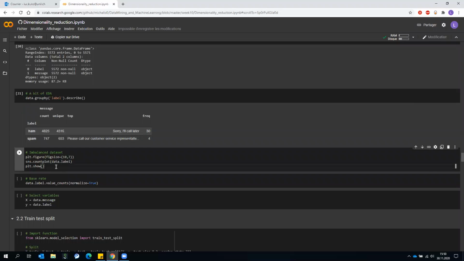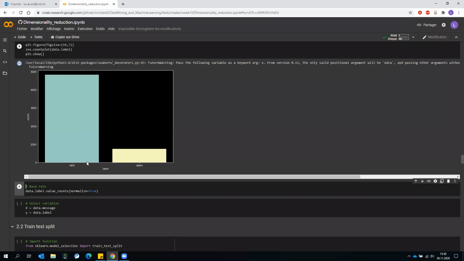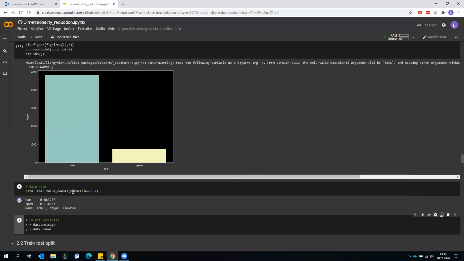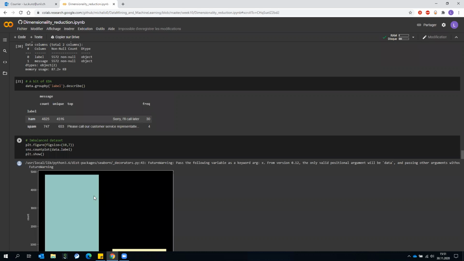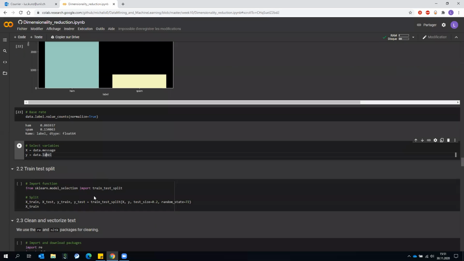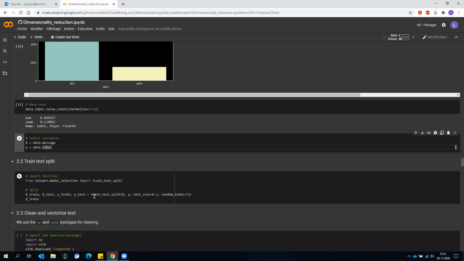We also have a histogram of this to show this, and the base rate, which is the probability of the most probable class, is around 86.6. Okay, we select the variables. So Rx is the message, Ry is the label. I can stop there and ask if there is any question on this so far.